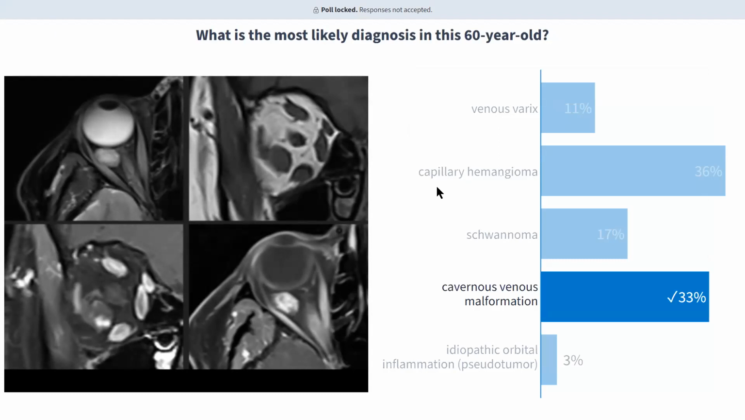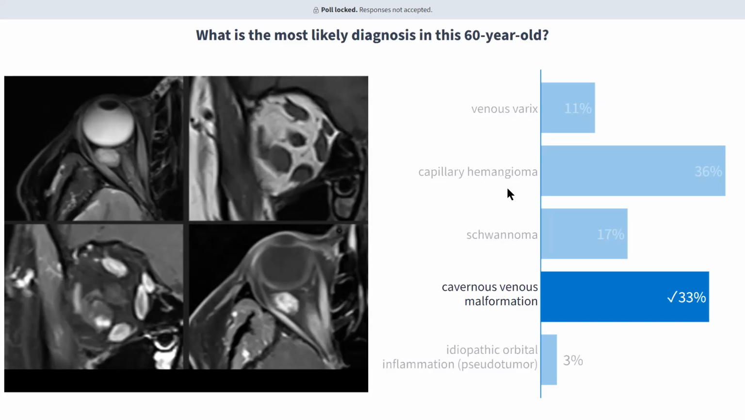Let me tell you the difference between capillary hemangioma and cavernous venous malformation. Traditionally, this entity was called a cavernous hemangioma, and if that were the answer choice, that would be the correct answer. More recently, people have recognized that these are malformative rather than neoplastic lesions. And so the trend has been to call these venous malformations, and they have a cavernous histology. So they're often combined together and called cavernous venous malformations.